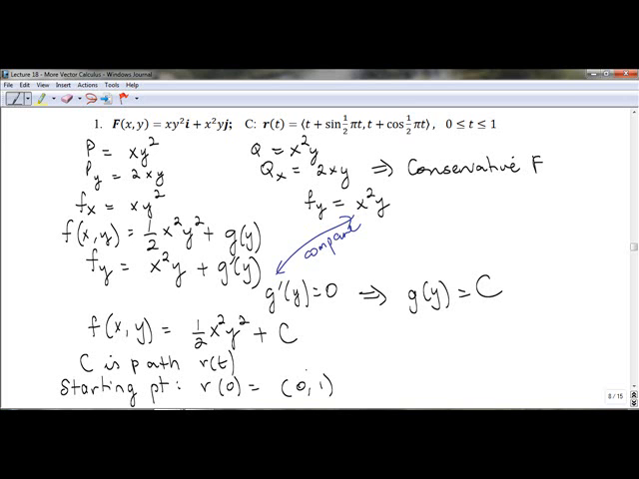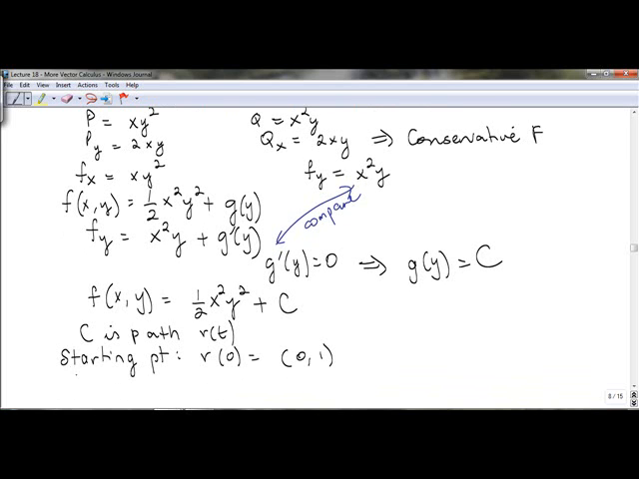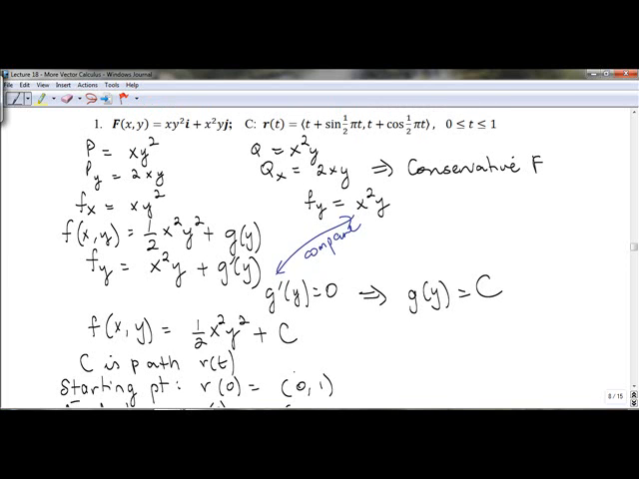Now let's take the second point, the end point. We want r of 1. The end point is r of 1. What do we have here? Put 1. So that's a 1 plus sine of a half pi. Sine of pi on 2 is 1. So 1 plus 1 is 2. And then the other one is 1 plus cosine of a half pi, which is 0. So it's 2, 1.